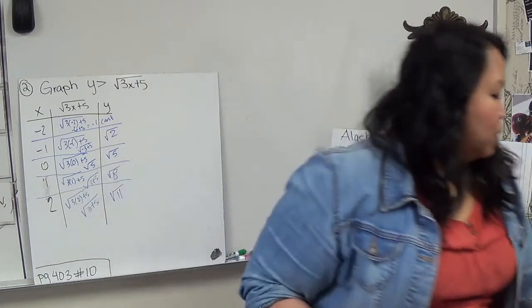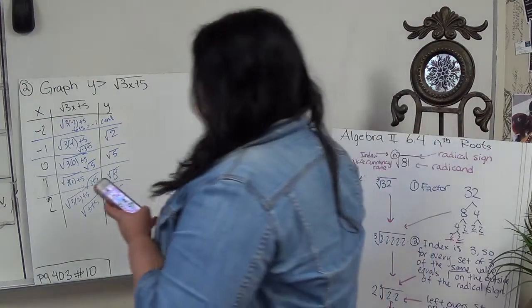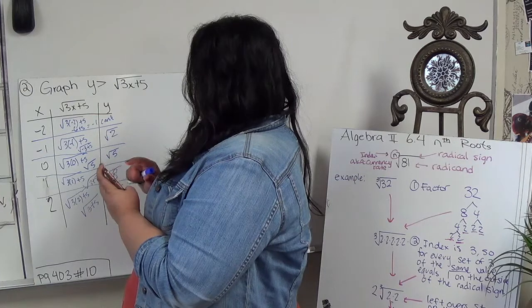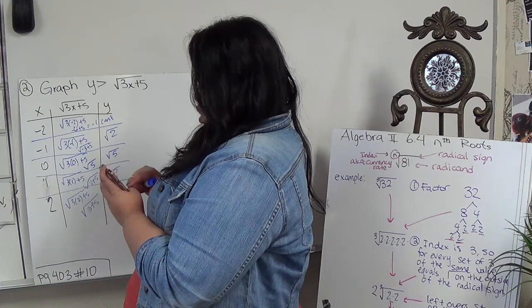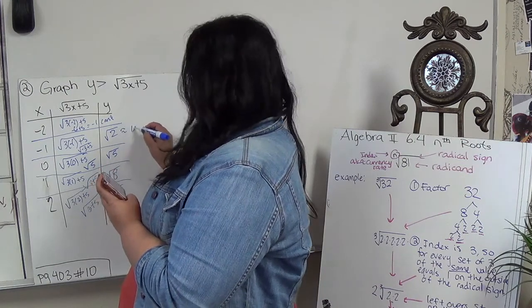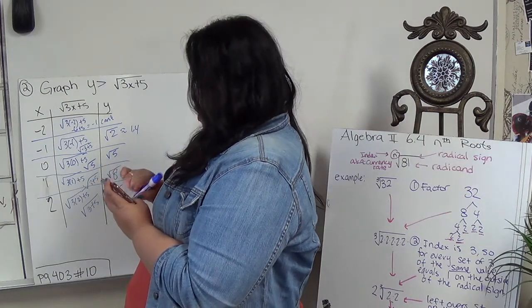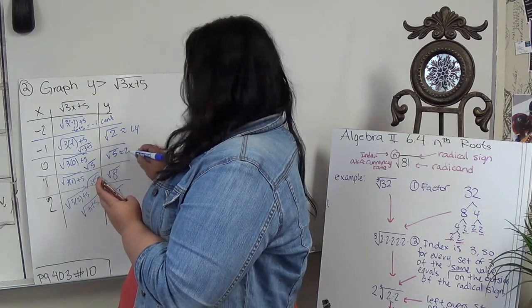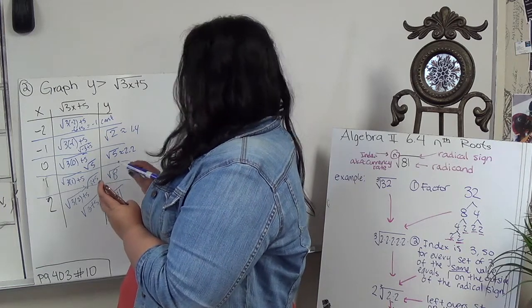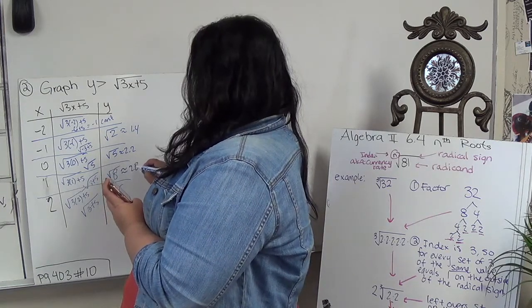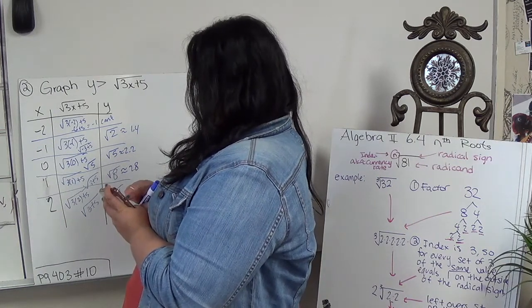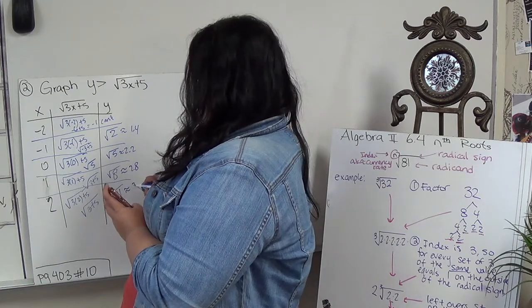Now these are all square roots, so I'm going to put it in decimals because it's easier for me to find the answer in decimal. So root 2 is 1.4. Root 5 is 2.2. Root 8 is 2.8. And then root 11 is 3.3.